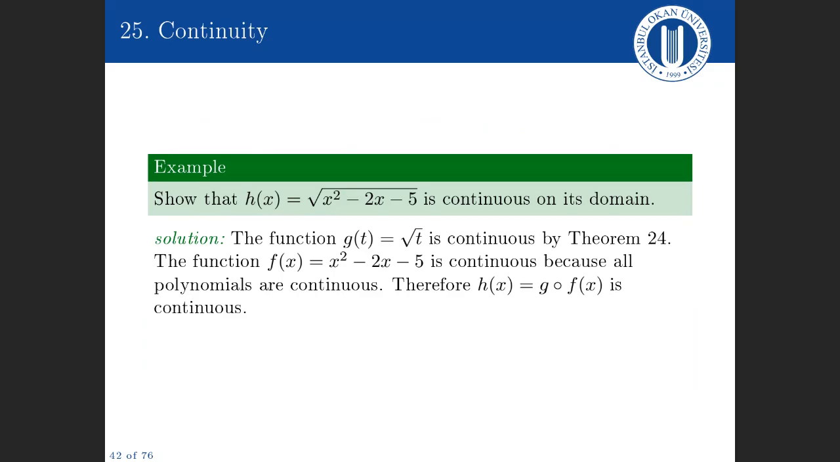So for example, show that the square root of x squared minus 2x minus 5 is continuous on its domain. Well, square root of t is continuous by a theorem we've had earlier. Take the square root of a continuous function, so we get continuous. X squared minus 2x minus 5 is continuous because all polynomials are continuous. So we're doing a continuous function of a continuous function. That's a continuous function.